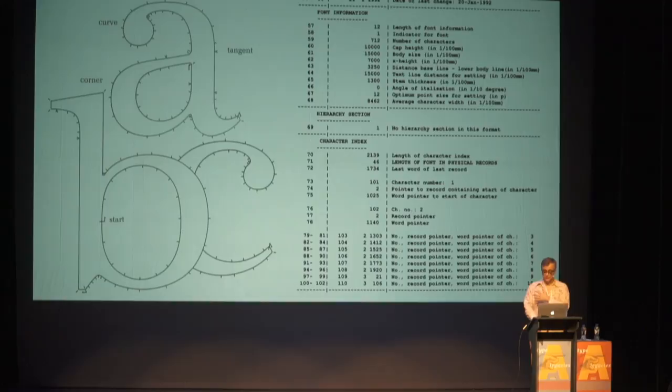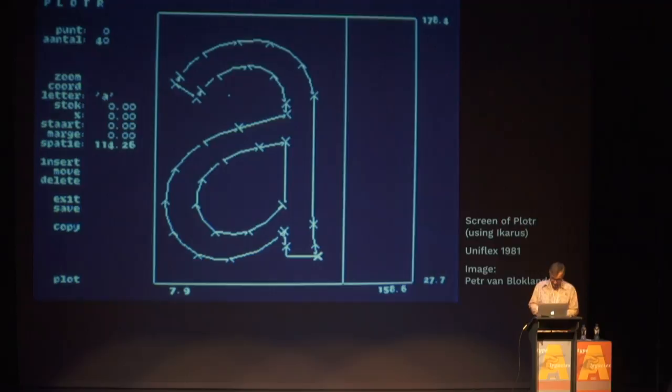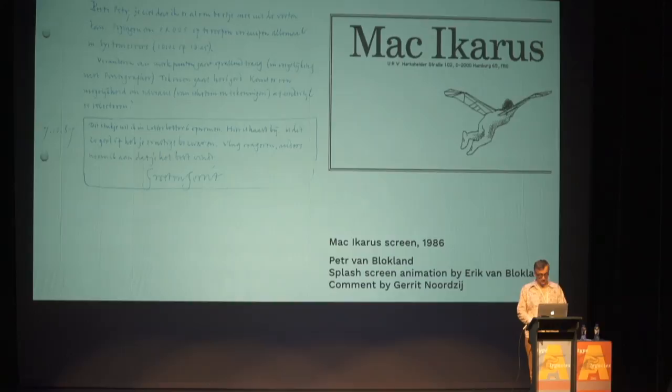And of course, Ikarus went through different iterations. This is a picture that I got from Peter van Blokland, showing a plotter which uses Ikarus, and it was running on a Uniflex workstation, I believe, in 81. Then Peter van Blokland actually ported Ikarus to the Mac. There is a splash screen animation made by Eric, but unfortunately this is not animated.